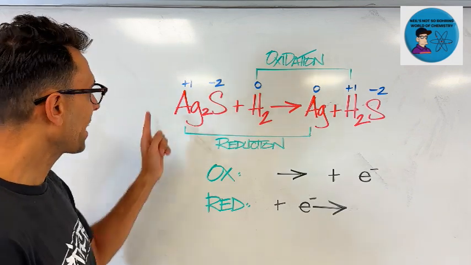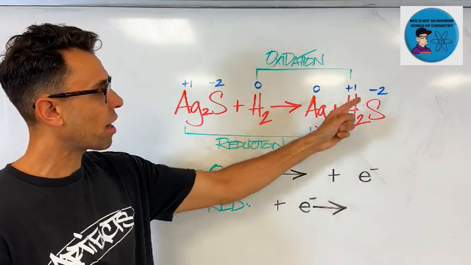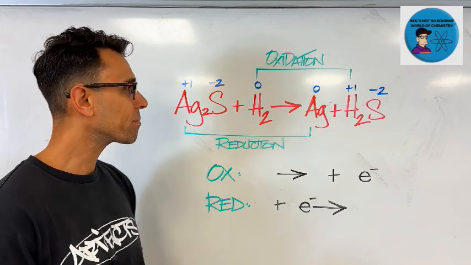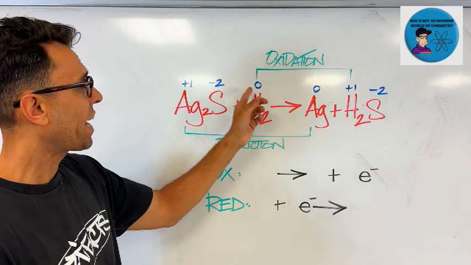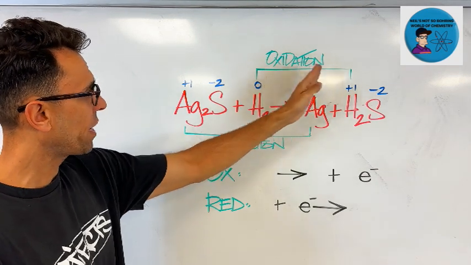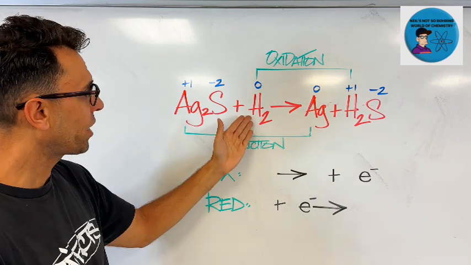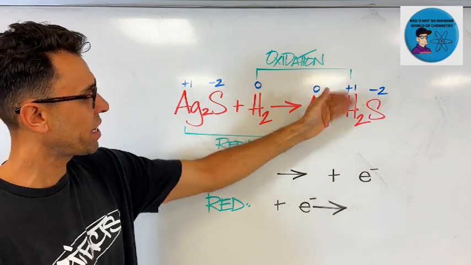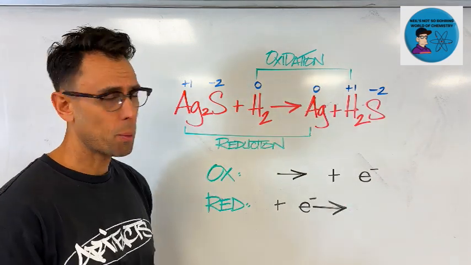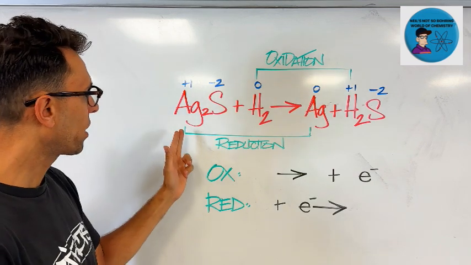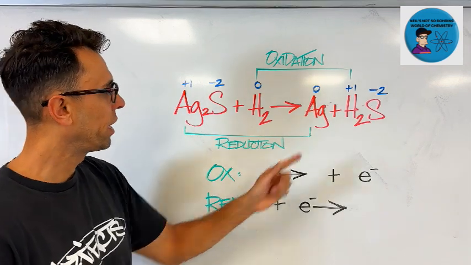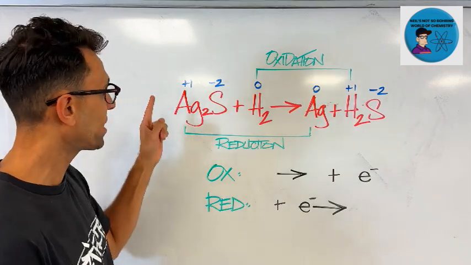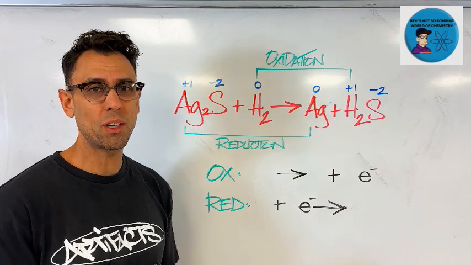I've gone ahead and labeled in blue all of the oxidation numbers. So I hope that makes sense to you. And I've also highlighted what's being oxidized. The hydrogen looks like its oxidation number is increasing, so it must have lost an electron. And on the other hand, we see silver is being reduced from a +1 down to an oxidation number of 0.